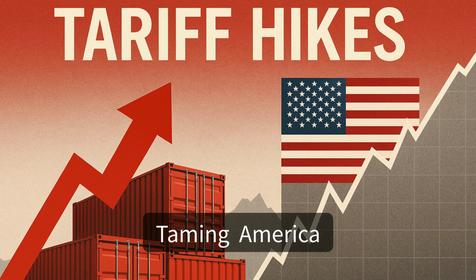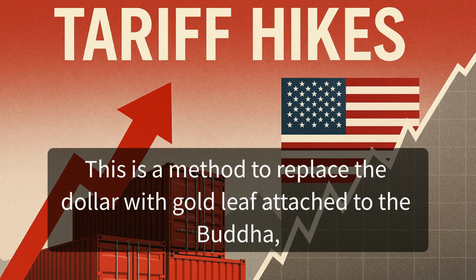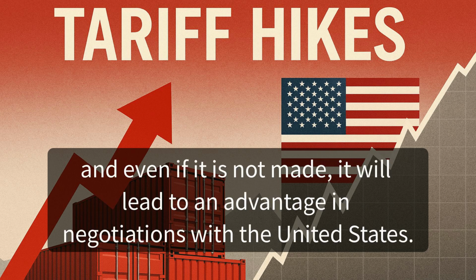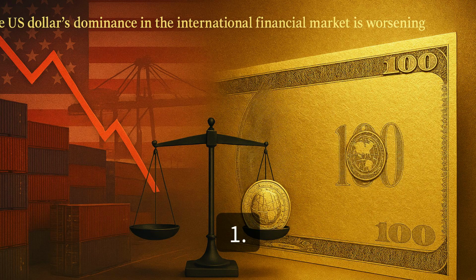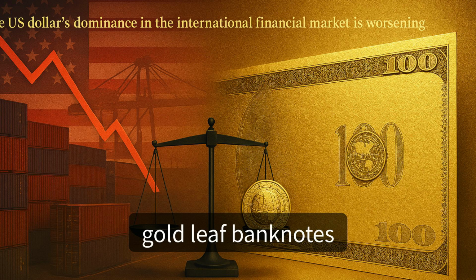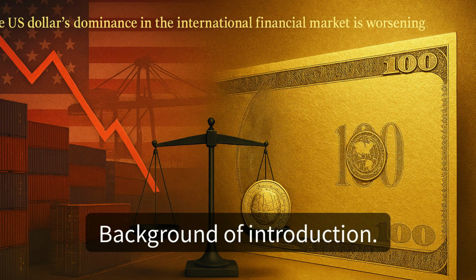Taming America. This is a method to replace the dollar with gold leaf attached to the Buddha. And even if it is not made, it will lead to an advantage in negotiations with the United States. 1. Gold leaf banknotes. Background of introduction.